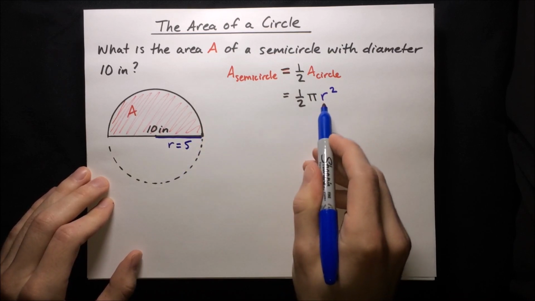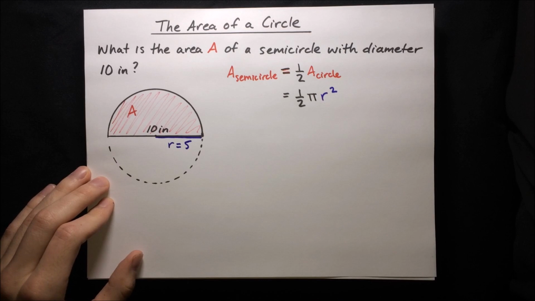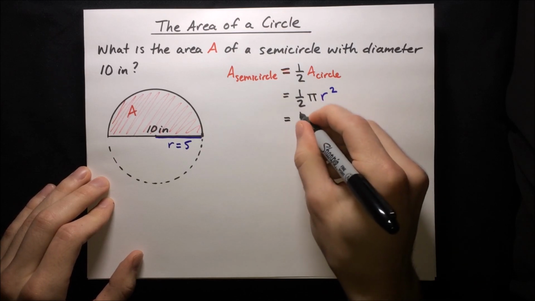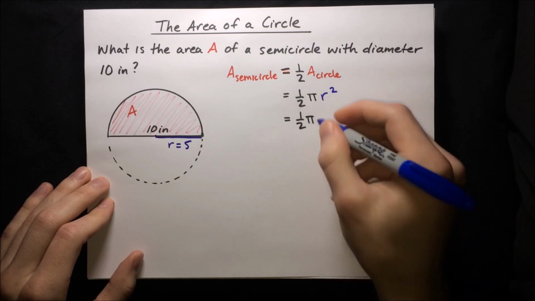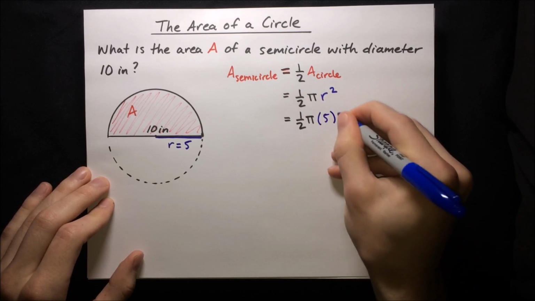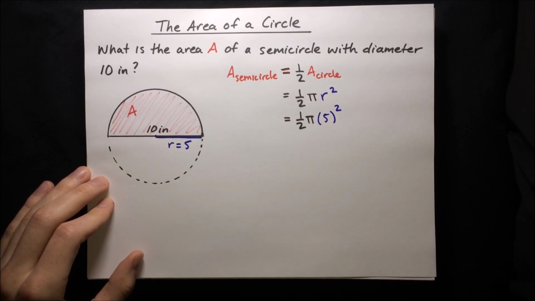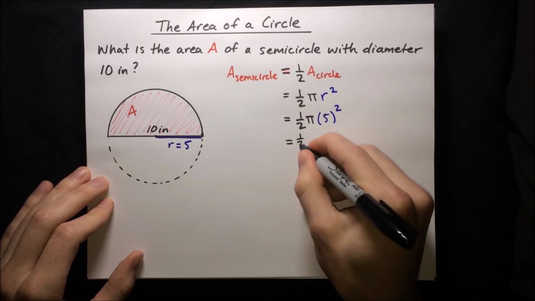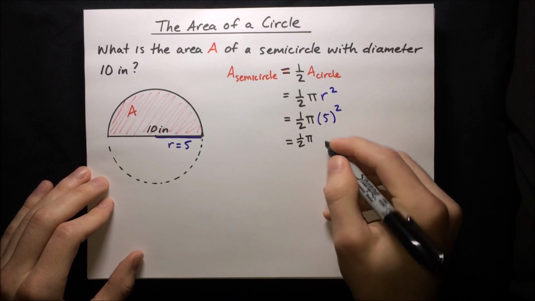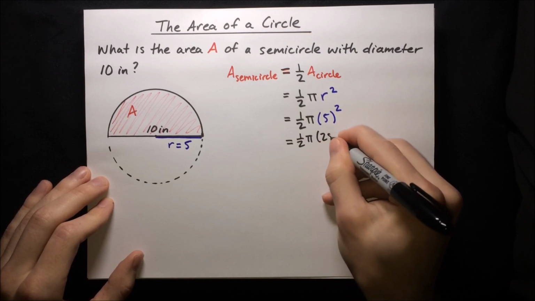So we can plug that into our formula here. So equal to a half pi times the radius 5 squared, and we can just go ahead and simplify that. So that's equal to half pi times 5 squared is just 25.